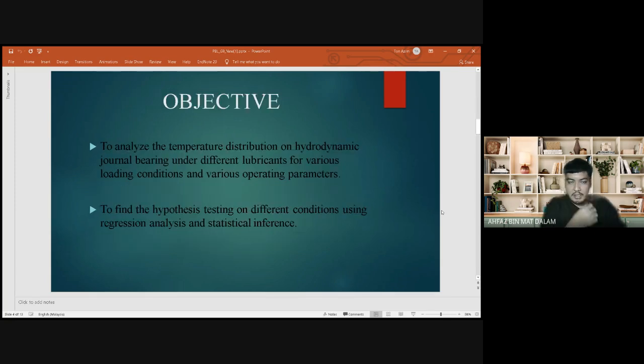Objective: first is to analyze the temperature distribution on the hydrodynamic journal bearing under different lubricants for various loading conditions and various operating parameters. Next, to perform hypothesis testing on different conditions using regression analysis and statistical inference.